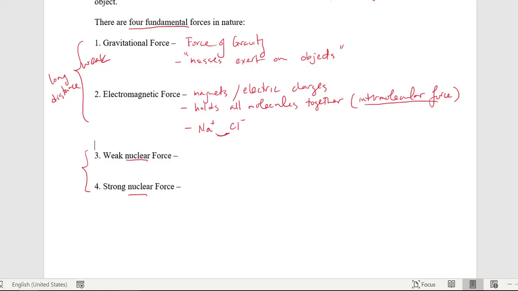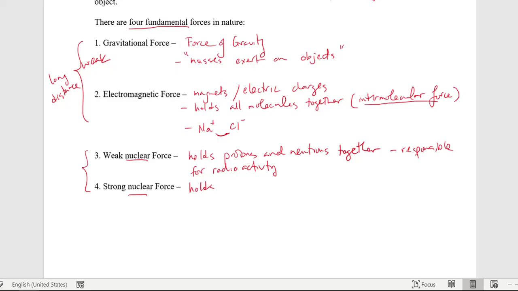So the weak nuclear force, that's the force that holds protons and neutrons together. And it's responsible for radioactivity. The strong nuclear force is the force that holds an atomic nucleus together. Okay? And it's the strongest force there is.